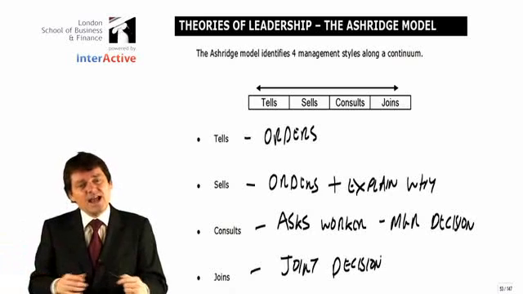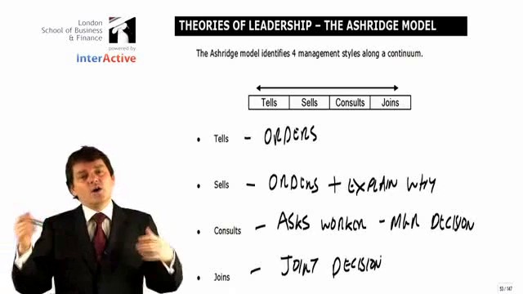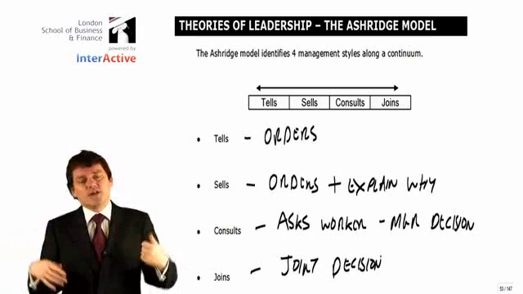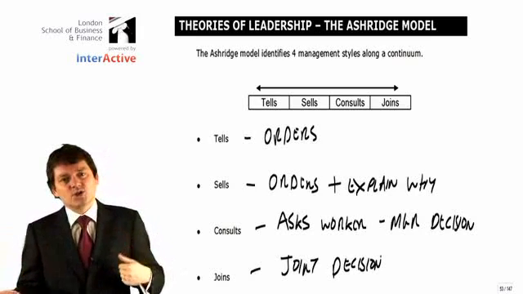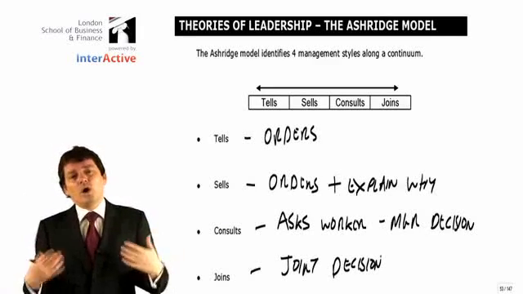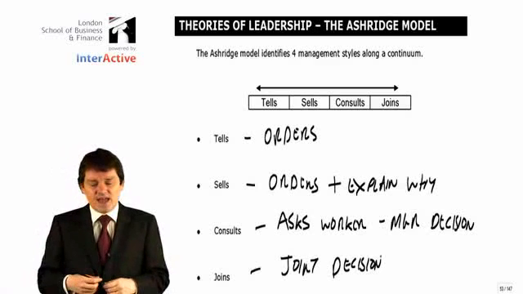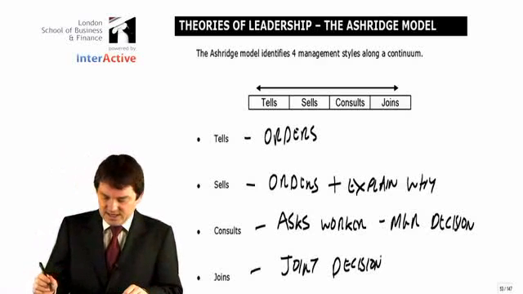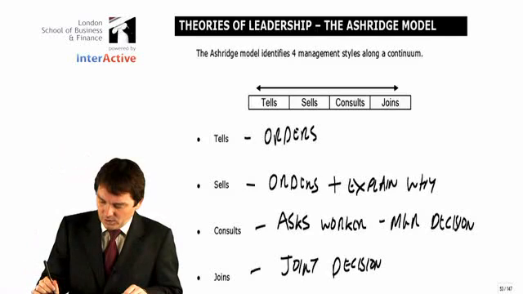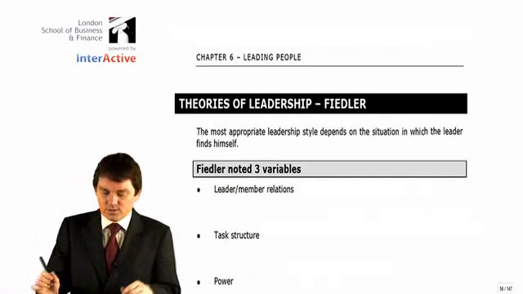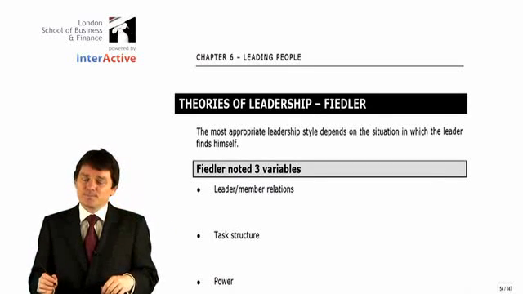Or alternatively, again, here is a manager. They are doing something. They are talking to their staff. This is what they say to the staff. Which one of these 4 are they doing? So the Ashridge model talks particularly about how we do something. It doesn't talk about what we do. It talks about how we do it.